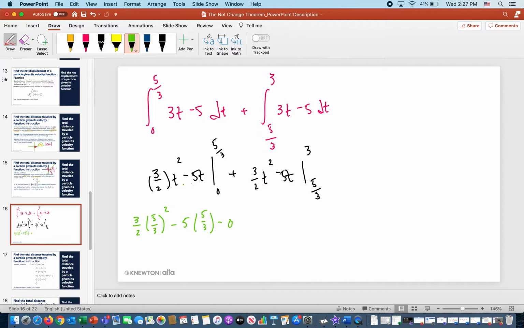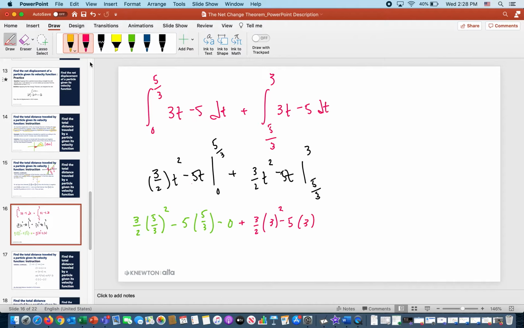So when I plug 0 in, I'm just going to get 0. Now I'm going to go over here and plug in 3 and then 5/3. So I'm going to have 3 halves times 3 squared minus 5 times 3. Remember, with total distance traveled, any of our negative values we have to make positive. So this is 5 times 3.